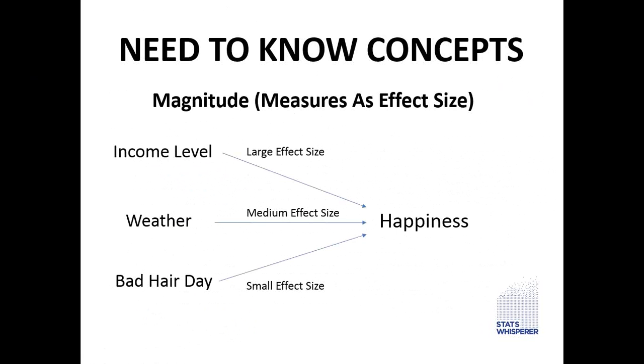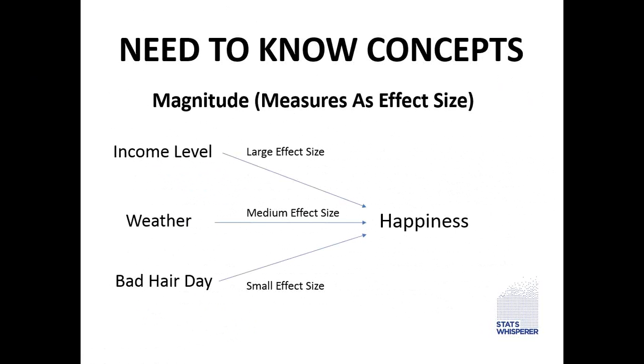So on the left, we have our predictors of happiness. On the right, we have happiness. Then in the middle, we also have our effect sizes. So we're saying that all three factors are significantly related to happiness, and that's where a lot of research leaves off. However, we could see that income level has a large effect on happiness, weather has a medium effect, and having a bad hair day has a small effect size on happiness.